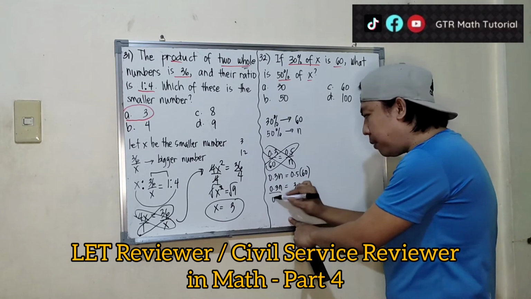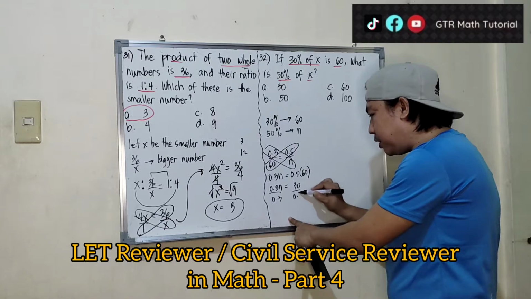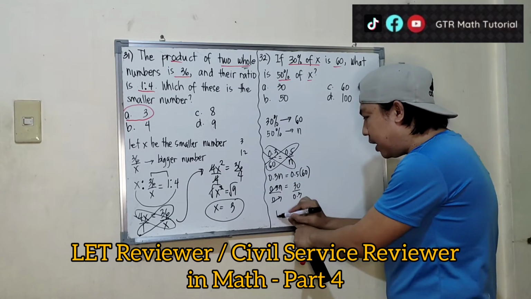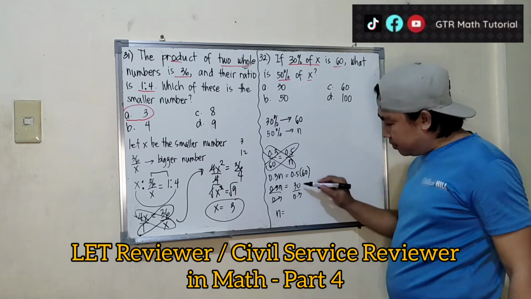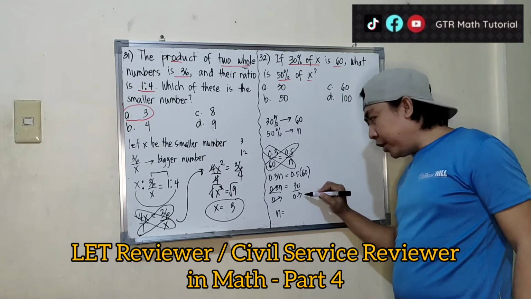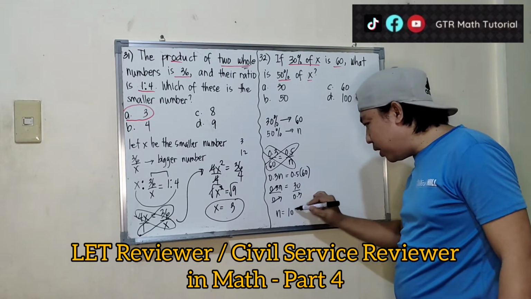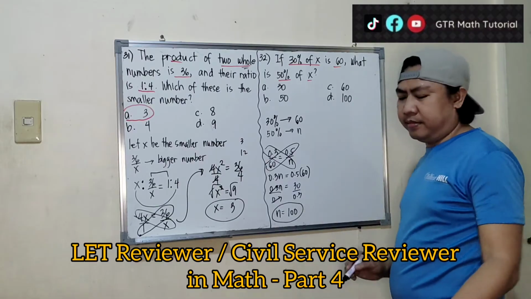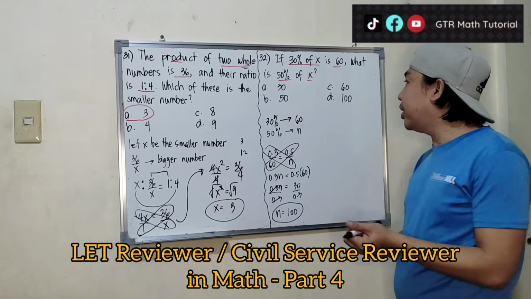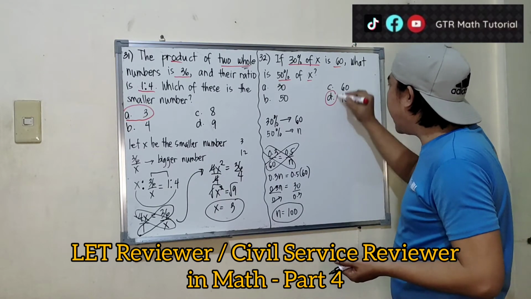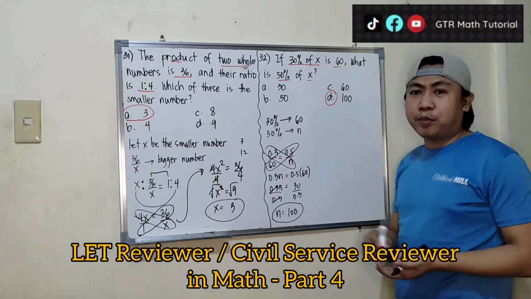Then divide both sides by 0.3. So cancel out na to. N is equal to 30 divided by 0.3. So eksakto yan. So that is equal to 100. Okay, so therefore, the answer is letter D, 100. So using ratio and proportion lang yan.